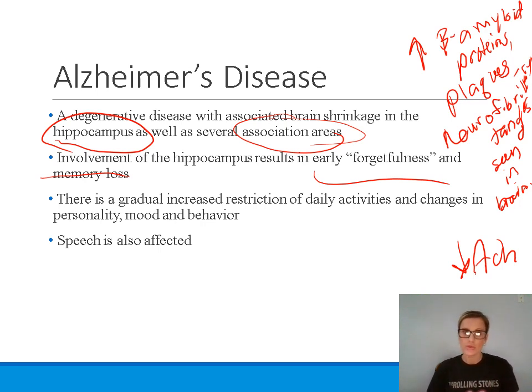There is a gradual increase in the restriction of daily activities that occurs as the damage spreads. There are changes in personality, changes in mood and behavior. And again, this all gets progressively worse as more and more of the brain loses function. Speech can also be affected, especially as the disease becomes more severe.